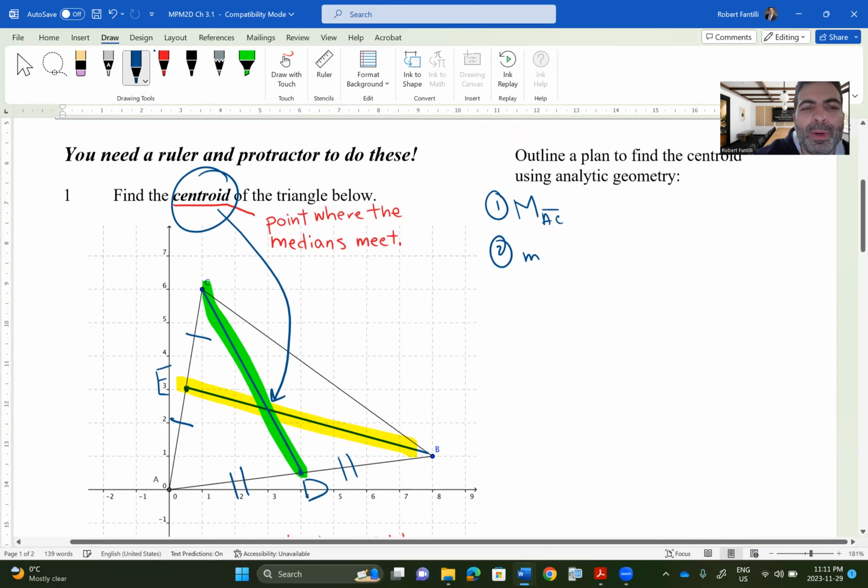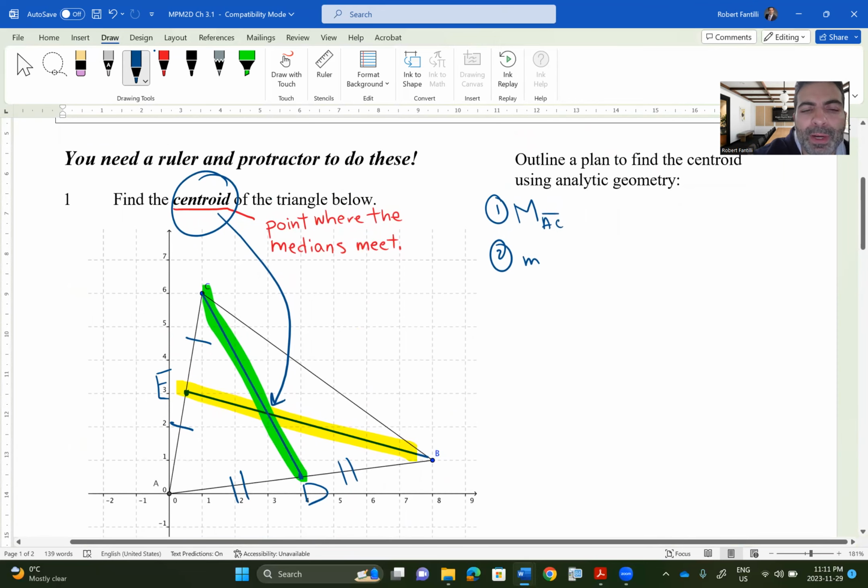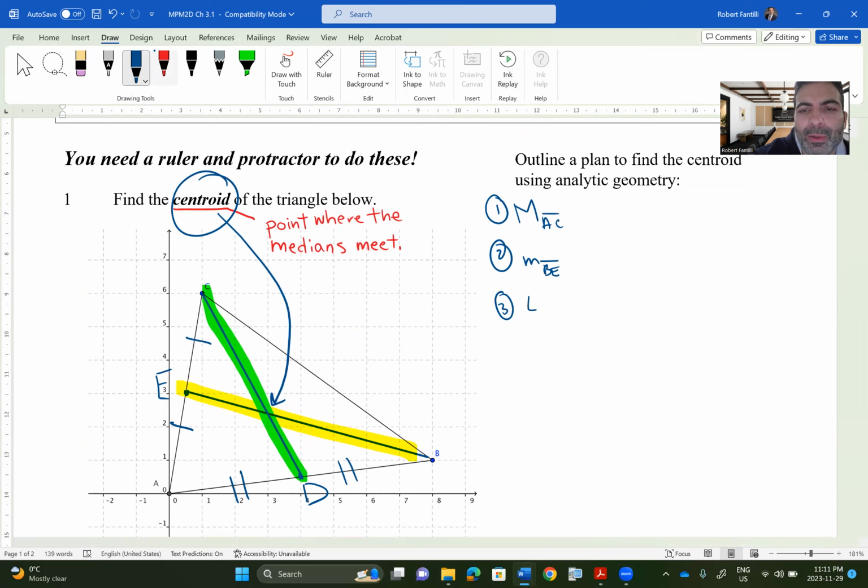So we're going to find the midpoint of AC, and then I'm going to find the slope of line BE. Okay. Then number 3, I'm going to find the equation of BE, line segment BE. So using the midpoint and using the slope, I could sub in the midpoint, solve for b, and find the equation of BE. That's my equation number 1. That's equation 1.